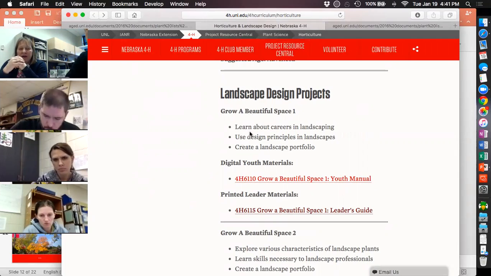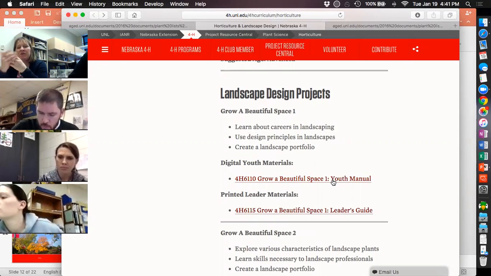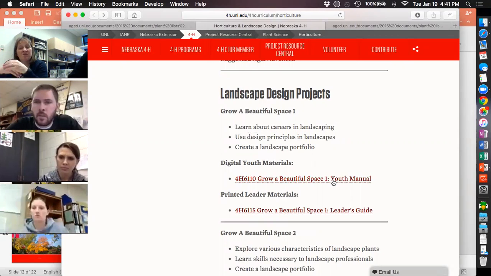And so Grow a Beautiful Space, the youth manual, for the first one, you can see what we talked about in there. We talked about the design principles and careers in landscape design. That one really focuses on the design principles, so if you don't teach that, you could use this as a reference. A lot of what I grade is based on this, but it's very typical for landscape design. The design principles are the same, no matter whether you learn it through this manual or elsewhere.